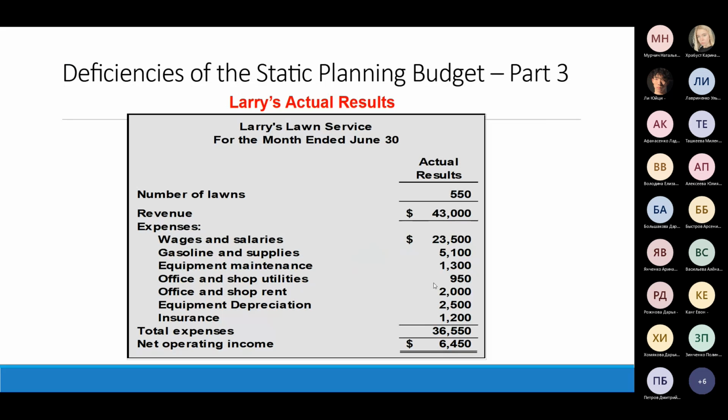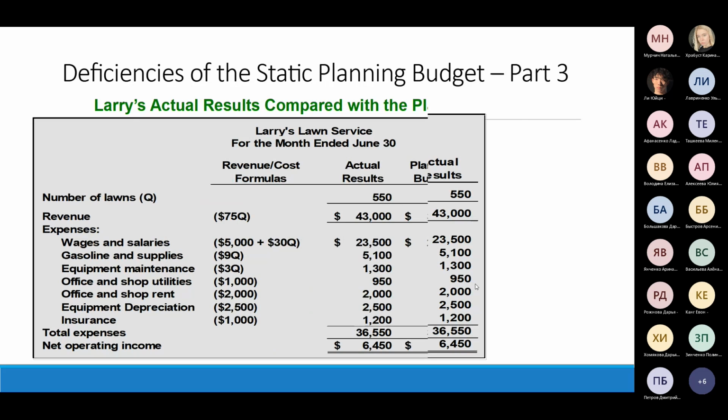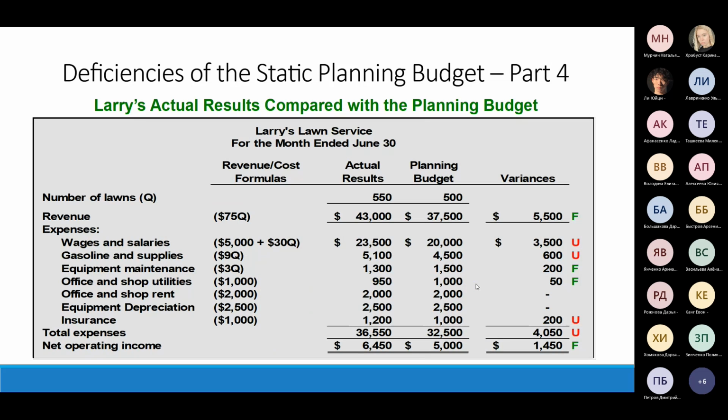When the period is over, Larry decided to analyze actual results. Finally, he realized that the number of lawns that were serviced is bigger, 550 instead of 500, and therefore revenue and expenses are changed. If we compare our actual results and planning static budget, we can see that there are some differences, some variances. Most of them are marked green and some of them are marked red.